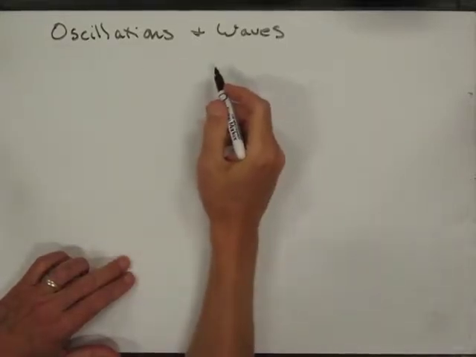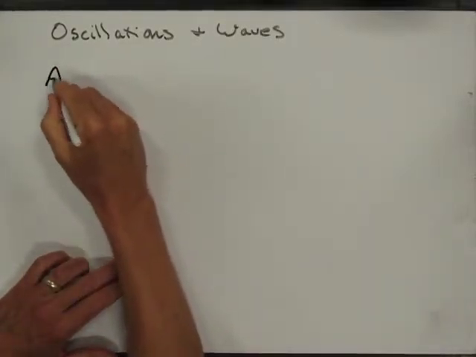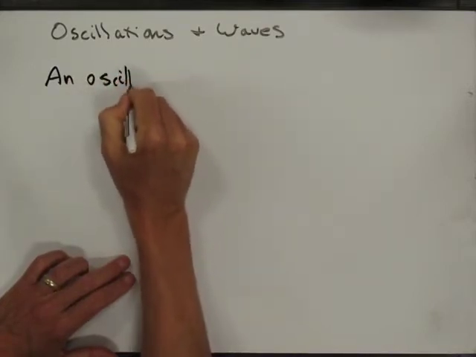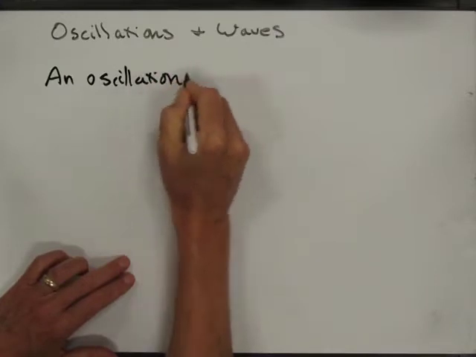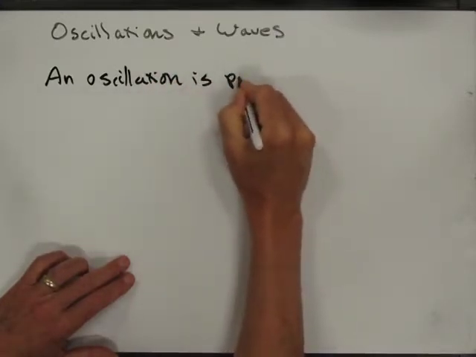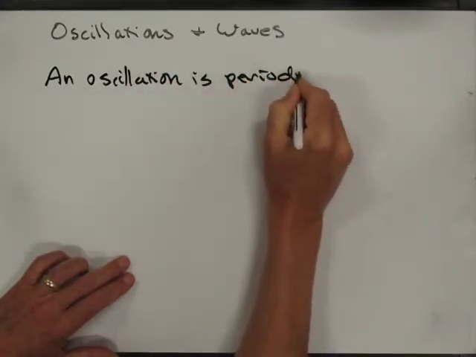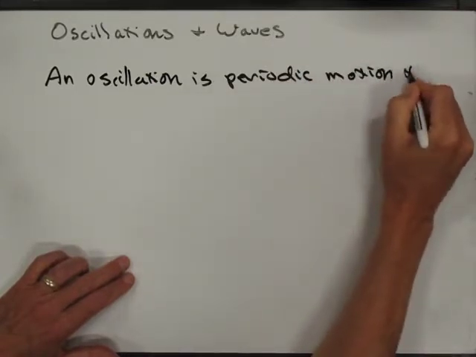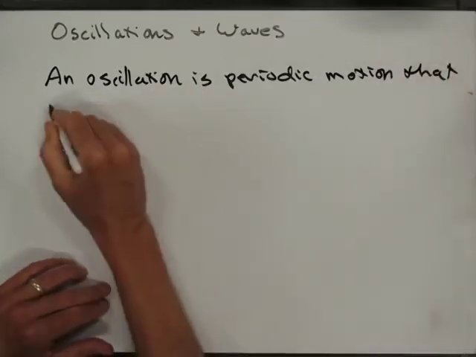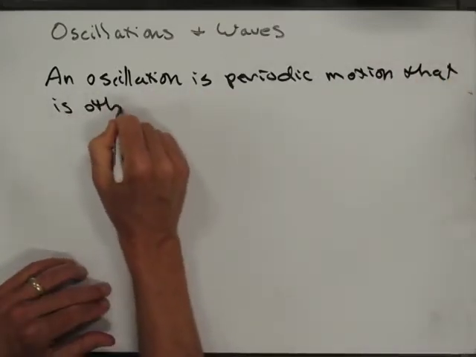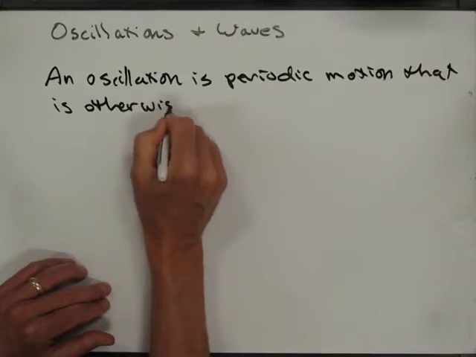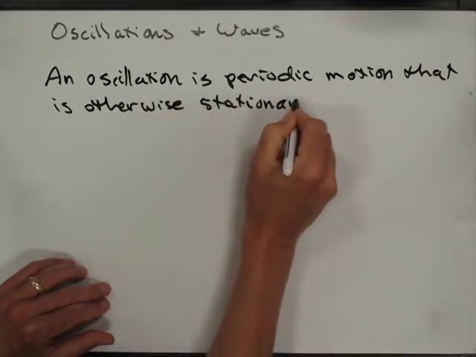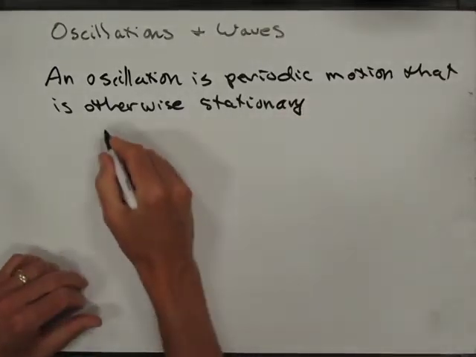So this section is on oscillations and waves, and so we'll start with an oscillation. An oscillation is periodic motion that is otherwise stationary. So, for example, a pendulum.